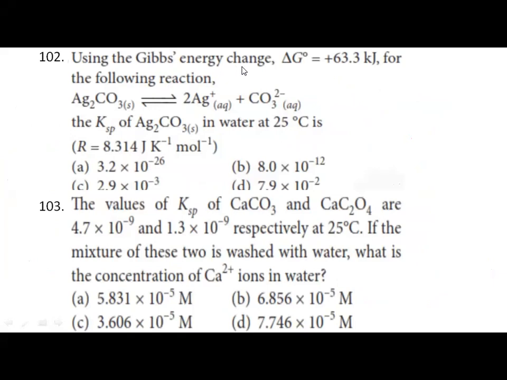Using the Gibbs energy change, delta G naught is equal to plus 63.3 kilojoules for the following reaction: Ag2CO3 gives 2Ag plus CO3 minus. The KSP, that is solubility product of Ag2CO3 in water, will be. Okay, so delta G naught is given here. Fine, so let us write. What is the value of delta G naught given?